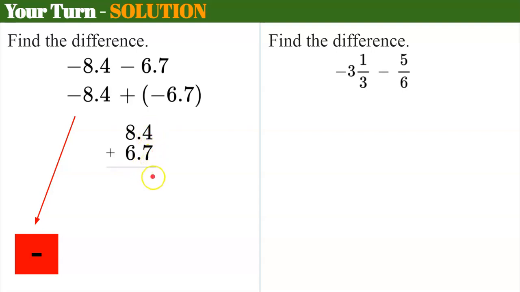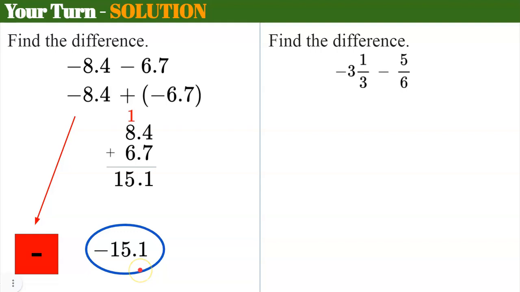4 plus 7 is 11. So 1, carry the 1, bring down the decimal point. 1 plus 8 is 9, plus 6 is 15. And don't forget, your solution has to have that negative sign, negative 15.1.